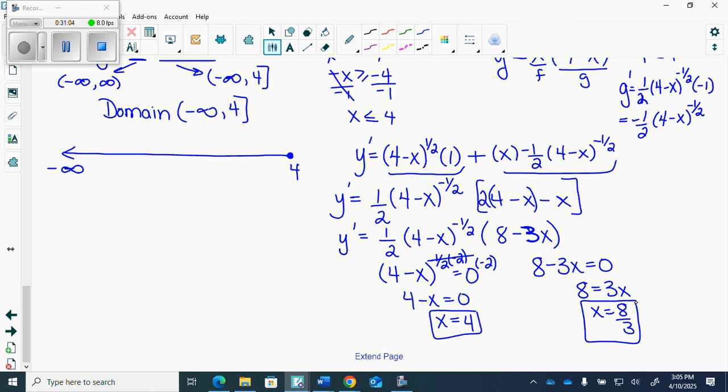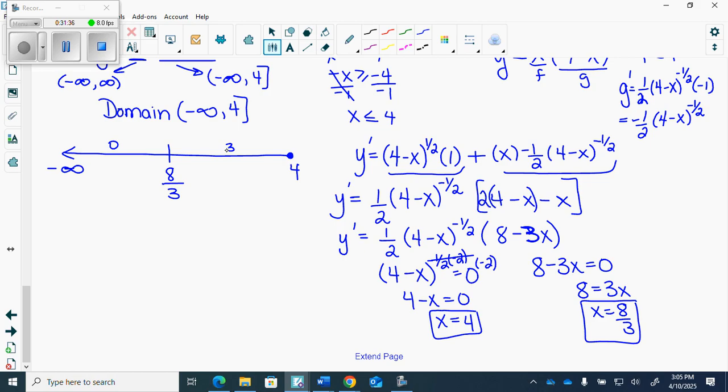Okay, so which one's bigger, 8/3 or 4? 4. 8/3 is actually where the max or min or point of inflection is going to occur. 4 is a critical number because it's where the graph stops. Yeah? So it's not a max or a min. So sometimes where your graph actually begins or ends will show up as a critical number, but it's not a max or a min. So we run test points. What's below 8/3? 0. What's above 8/3? 3.